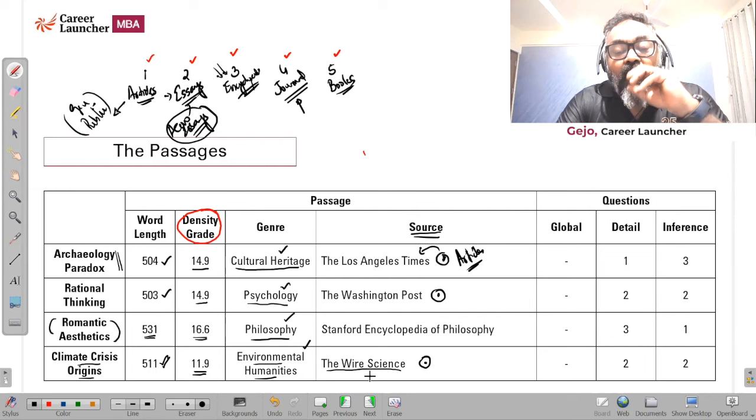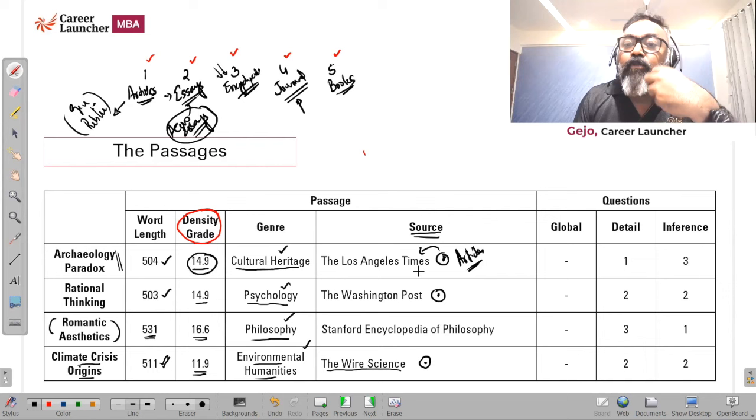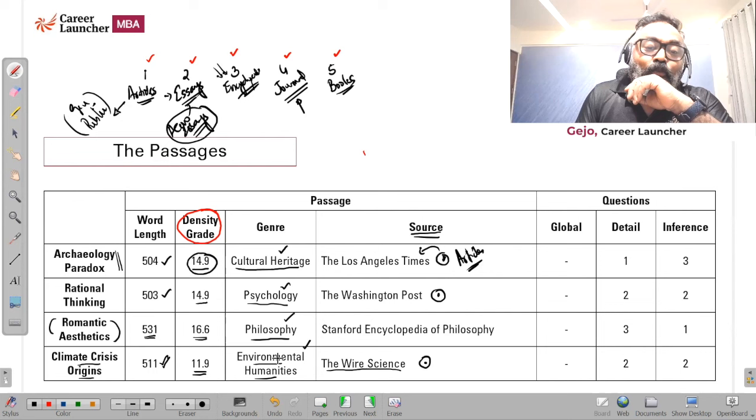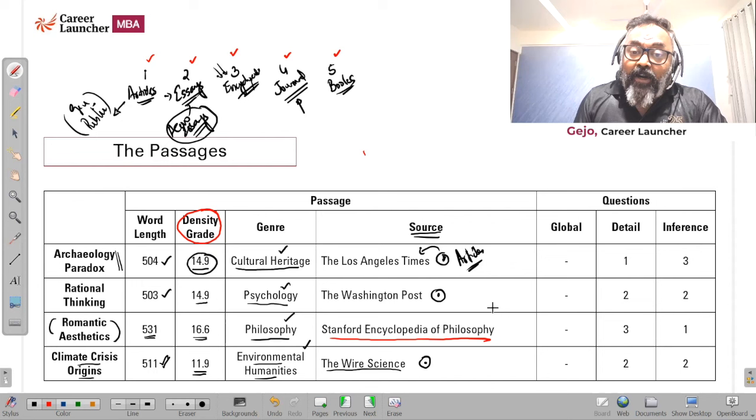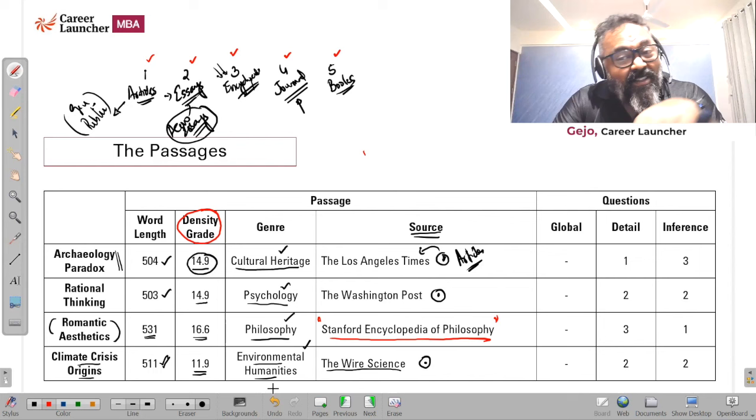Nevertheless, these are all passages written, even though they are kind of dense, for the consumption of the general public, right? This one was the Stanford Encyclopedia of Philosophy. I sometimes create content for reading comprehension, in the course that I run, for example, the VRC 1000 course. I give my students articles to read, and I create tests there as well. I have picked up quite a lot of articles from the Stanford Encyclopedia of Philosophy. This is the first time CAT has picked from that source.